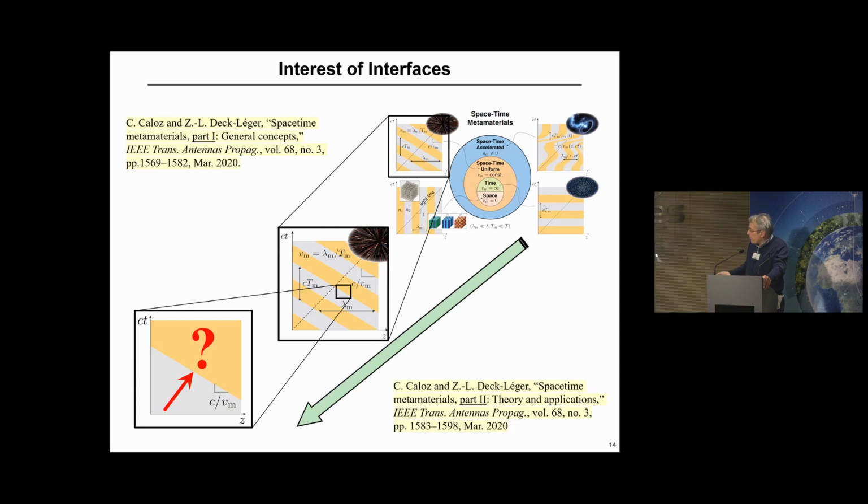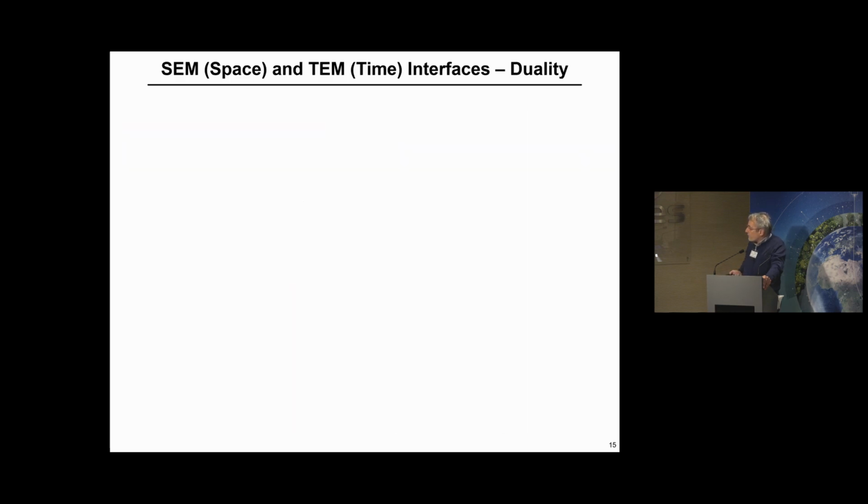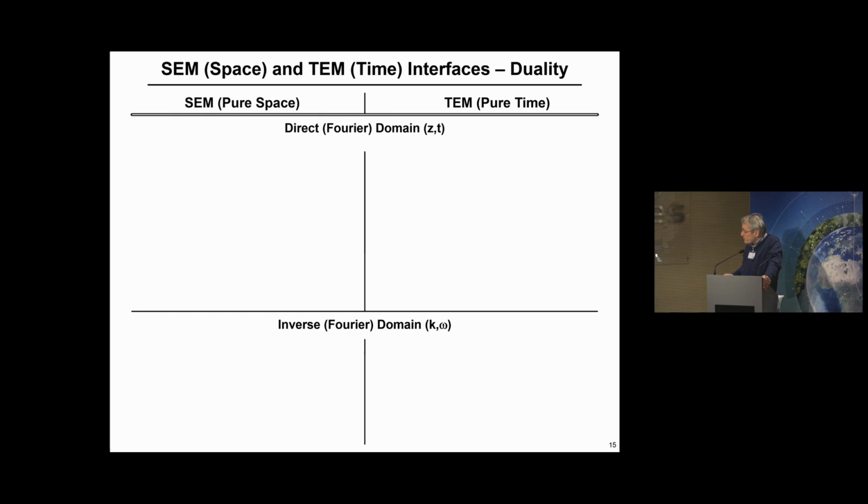Okay, and you find plenty of details in these papers. And let's start with the simplest possible thing. So a pure space discontinuity and a pure time one. And we'll look at this in the direct domain and in the Fourier domain, the dispersion diagrams. So this is the simplest electromagnetic problem you can think of. You just have an interface, stationary, and then you launch an incident wave.